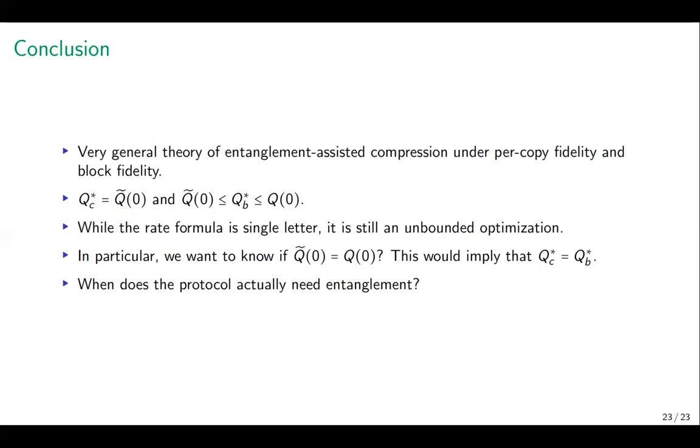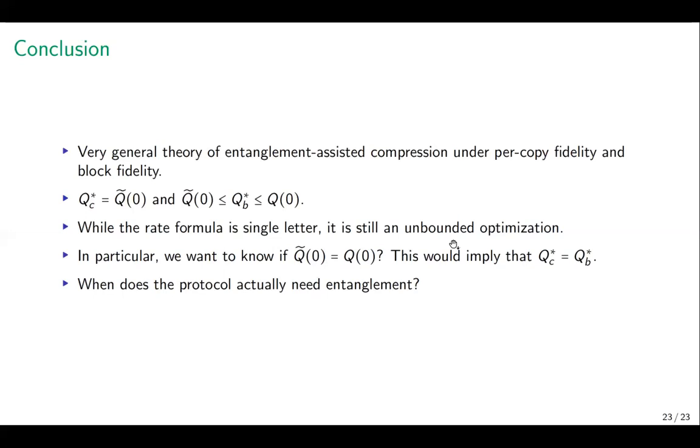One important thing to discuss here is that even though we have a single letter function for the rates, it is still an unbounded optimization. So we cannot fully understand, for example, the dimension of system Z. And we cannot use compactness to show whether this is continuous at 0 or not. So it is very important to understand these properties of this specific function. In summary, we want to understand whether it is continuous at 0 or not. And if it is continuous, as I told, this would imply that whether we consider per copy fidelity or block fidelity, we are going to obtain the same compression rate.